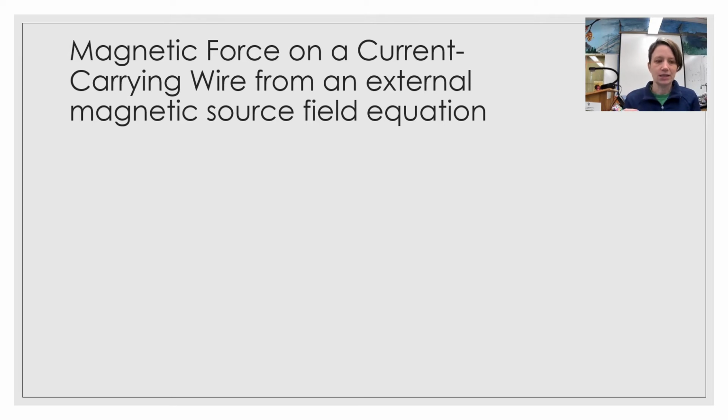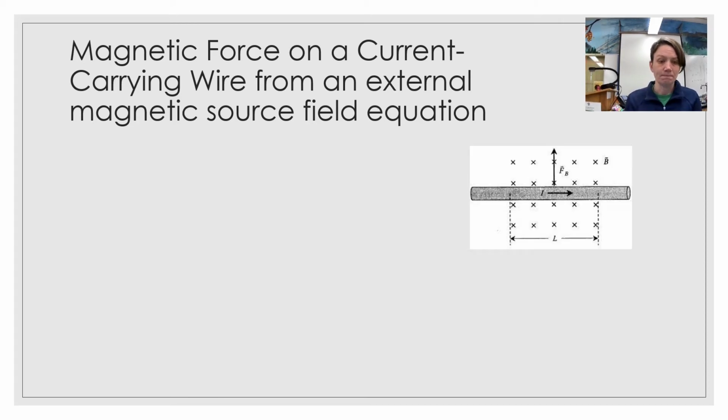And the first is the magnetic force that would act on a current carrying wire, an electromagnet, from some kind of external magnetic source field. So in all of these problems, we're just going to assume the second magnet is kind of outside of the problem, and we already know the magnetic field from that source magnet, and we're really only going to be focused on the effect on the test magnet.